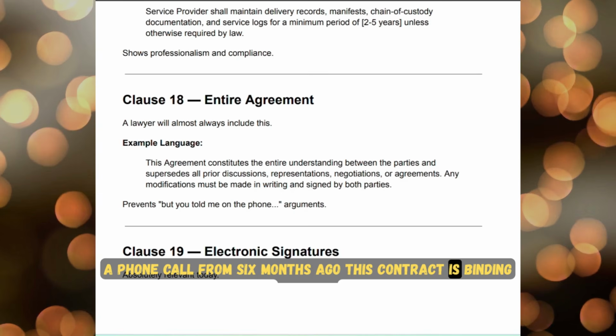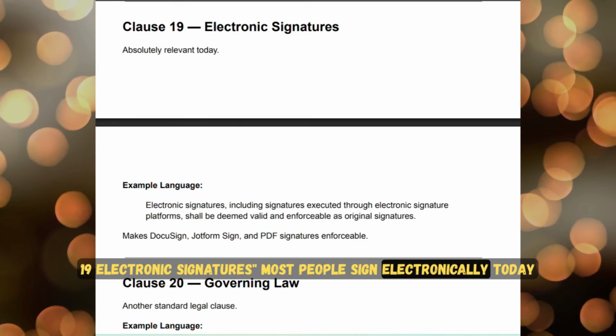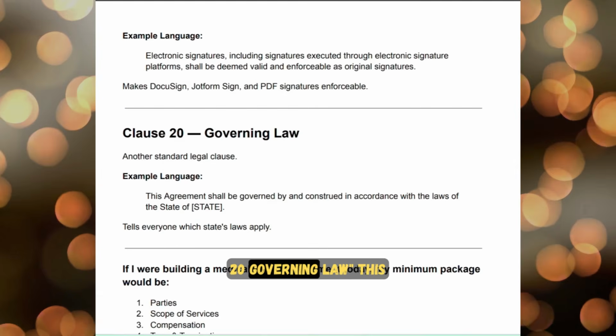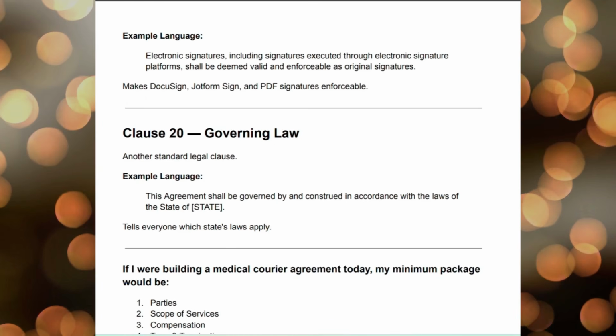This contract is binding. Clause 19, electronic signatures. Most people sign electronically today. This clause makes those signatures legally valid and enforceable. Clause 20, governing law. This identifies which state laws apply to this agreement, a standard clause found in most professional contracts.